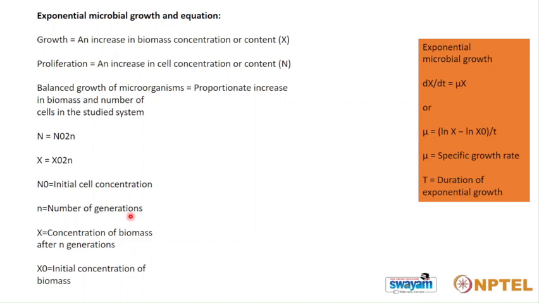So generations are nothing but the same population of microbes present at a particular time, which reproduce to bring down the next generation. And N, which is nothing but the increase in cell concentration or increase in cell number, can be correlated with the initial cell concentration and the N, which is the number of generations. And the same applies to the growth of biomass. X can be correlated with the initial biomass concentration and the number of generations.